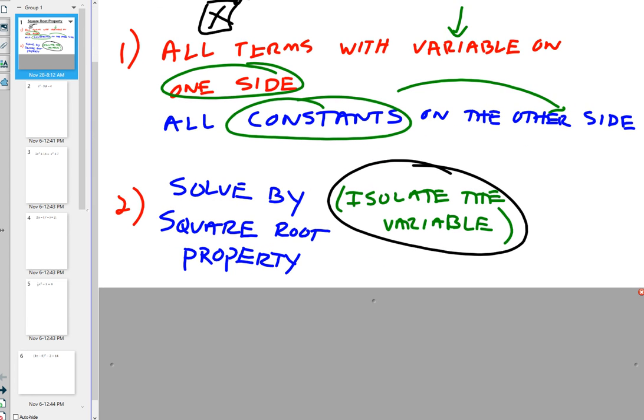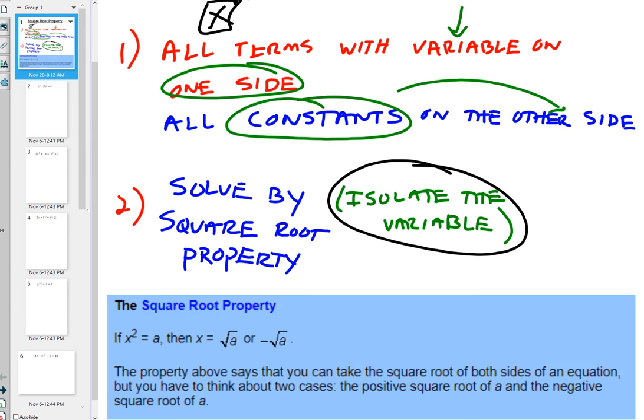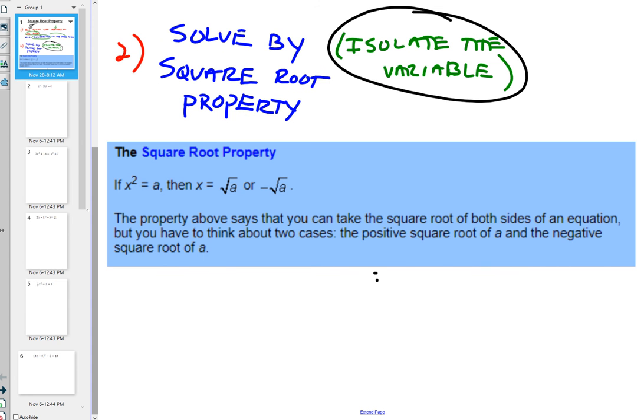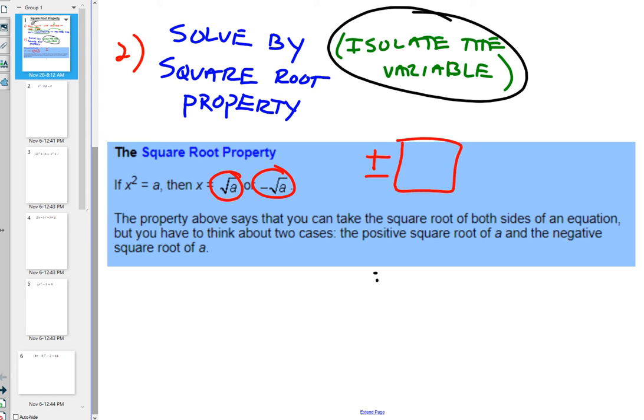So not only are we going to have to take a square root, but what square root property says is that when it comes time to take a square root, you need to be able to account for the positive and the negative roots. This might not be the best graphic, it's just the only one I could find. But after you're done taking the square root, on the other side of the equal sign, there needs to be a plus minus in front of whatever you get.